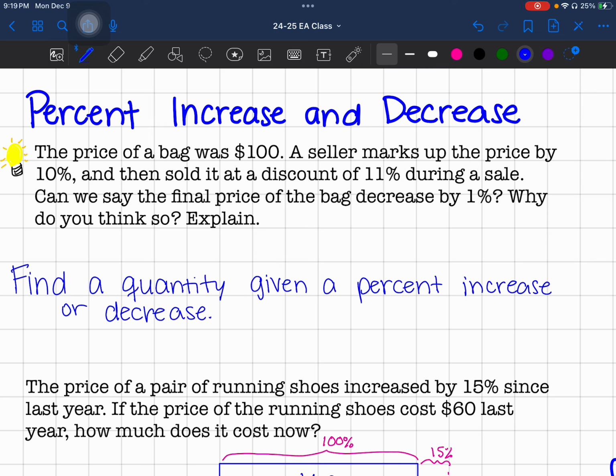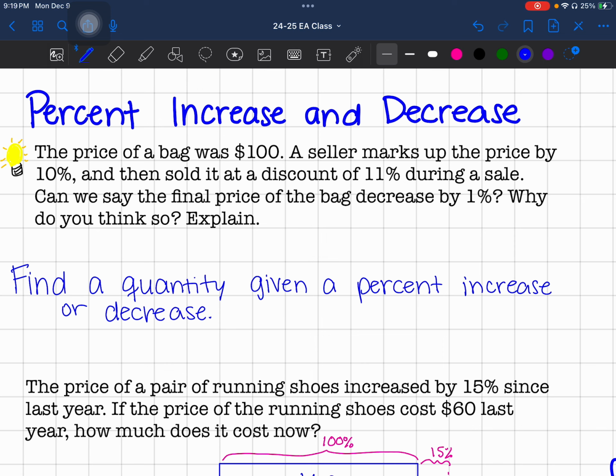Why do you think so? Explain. Where would I get 1% from? Do you think that you can take the price and mark it up by 10% and then sell it at a discount of 11% and it would be the same as decreasing it by 1%? This is something we're going to look at today and for the next couple of days.